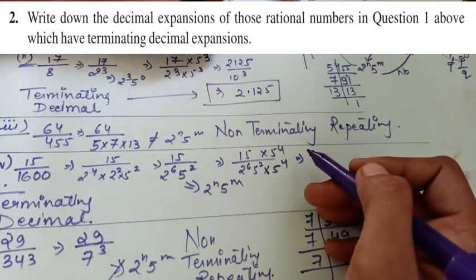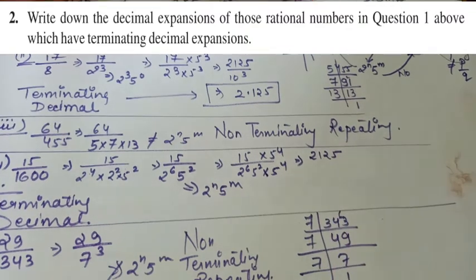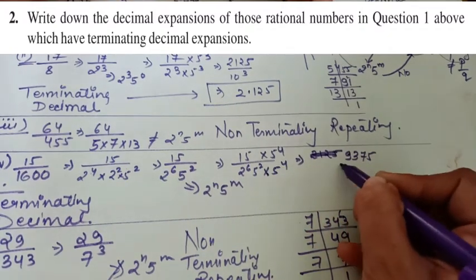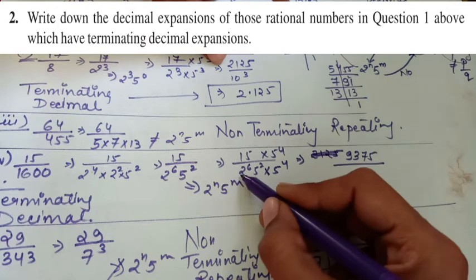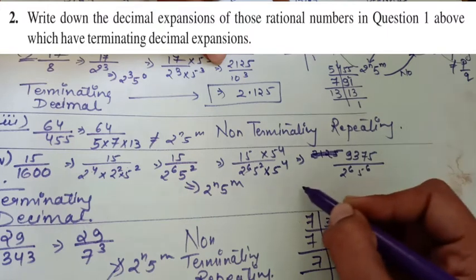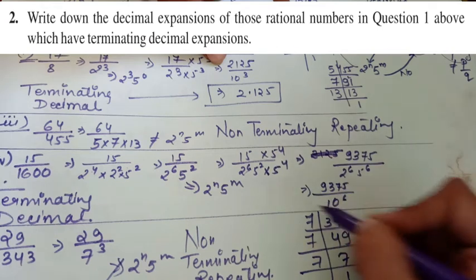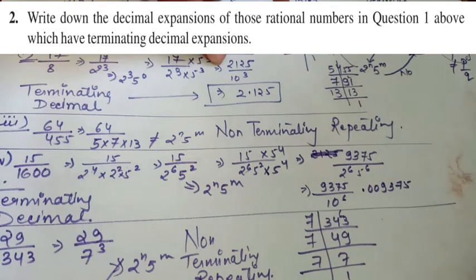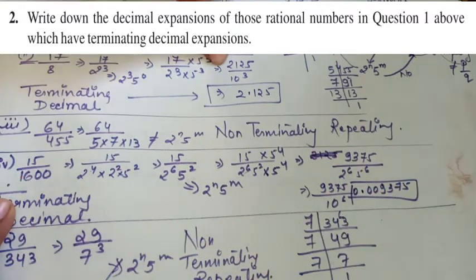625 when multiplied with 15 gives 9375. In the denominator we now have 2 to the power 6 into 5 to the power 6, which can be written as 10 to the power 6. So we have 9375 divided by 10 to the power 6, which means you need 6 digits to put the decimal. 9375 is 4 digits, and 2 more digits are needed because of 10 to the power 6, so it becomes 0.009375. This is the terminating decimal for 15 upon 1600.